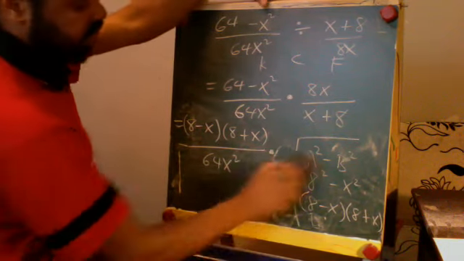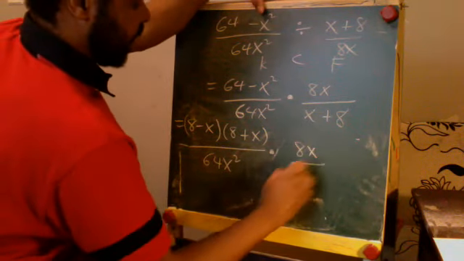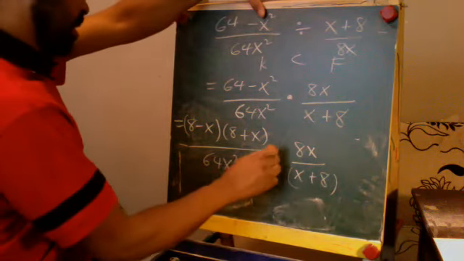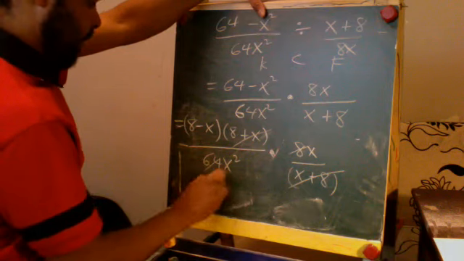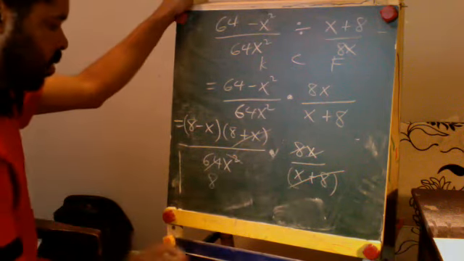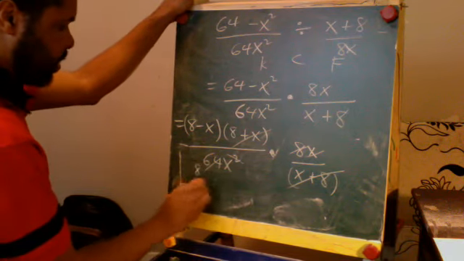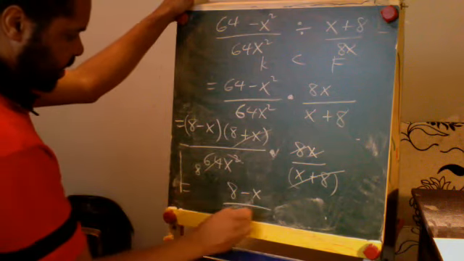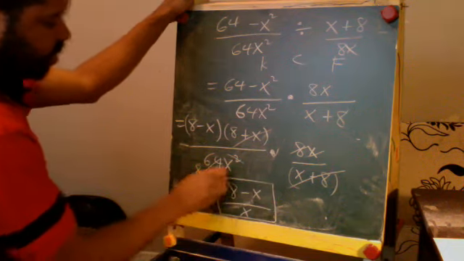All right, so I need to erase this now. And so I still have this here, 8x over x plus 8. Well, x plus 8 is the same as 8 plus x, so that cancels out. 8 into 64 goes 8 times, x into x squared goes x times. And so what I'm left with here, my answer, is just going to be, as we saw before, 8 minus x over the x that's left over. All right, so that's my answer.